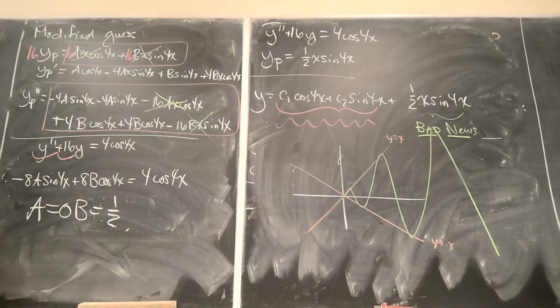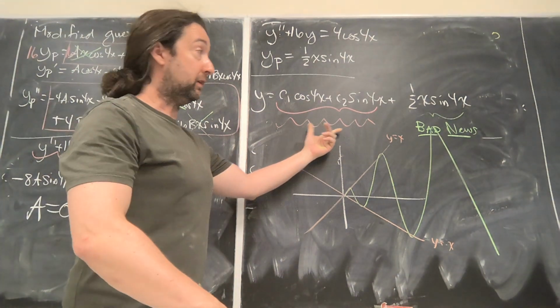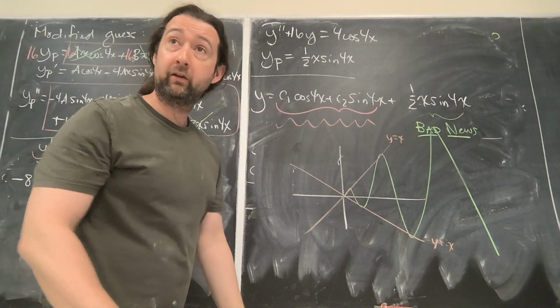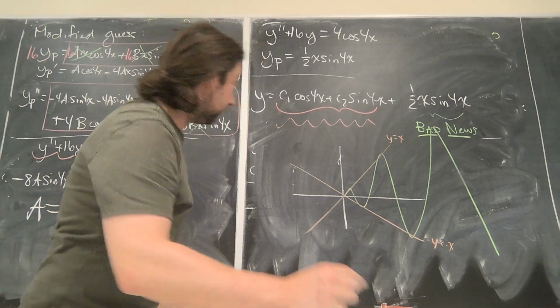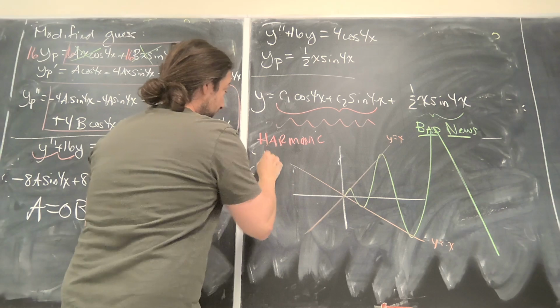So how does that add on to the other stuff? Well, this stuff has constant amplitude. And this stuff has ever increasing amplitude. This is an example of what's called harmonic resonance. So this is what happens when you have harmonic resonance.